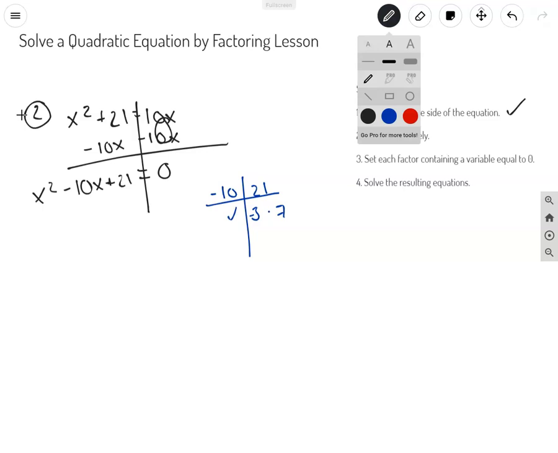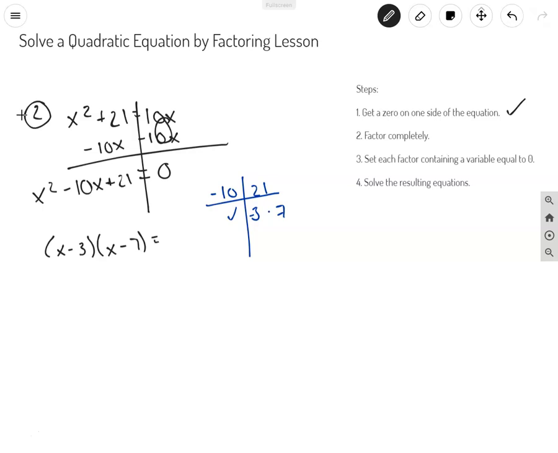So I'll go ahead and write it out. We have x minus 3 times x minus 7 equals 0. Step 2 is done. Set each factor containing the variable equal to 0. So I have x minus 3 equals 0, x minus 7 equals 0. Step 3 is done. Now step 4, solve.